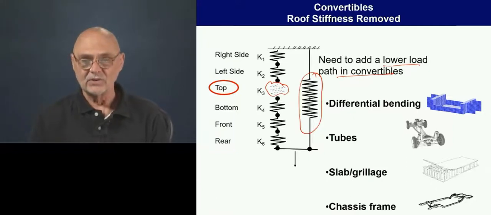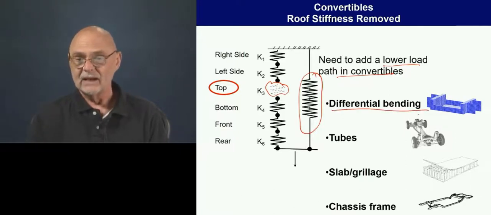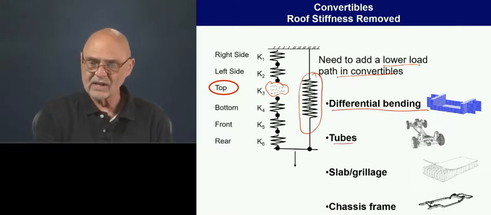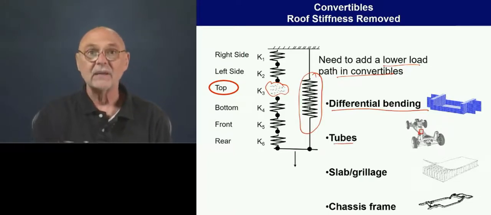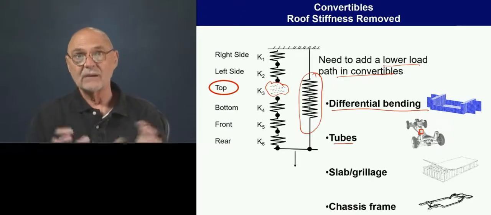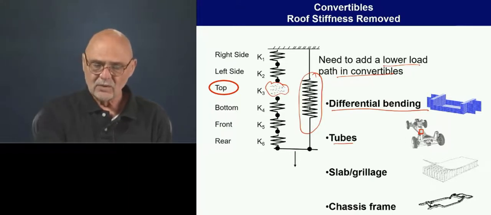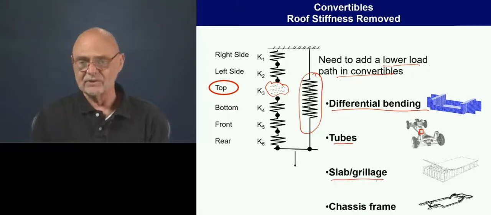There are actually several ways to do this. One is called differential bending, which would apply to small sporty cars. Another is to have a big tube running down the center of the car, and we understand how to analyze tubes from what we talked about several lectures ago. We can also have a slab or grillage kind of structure.